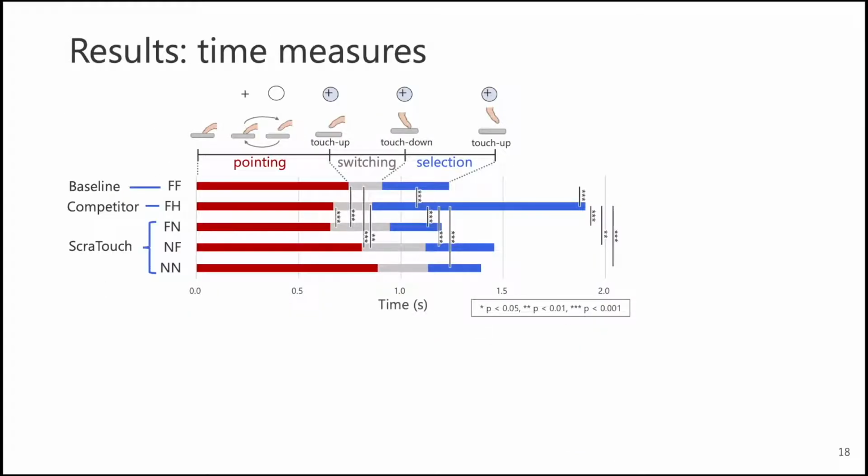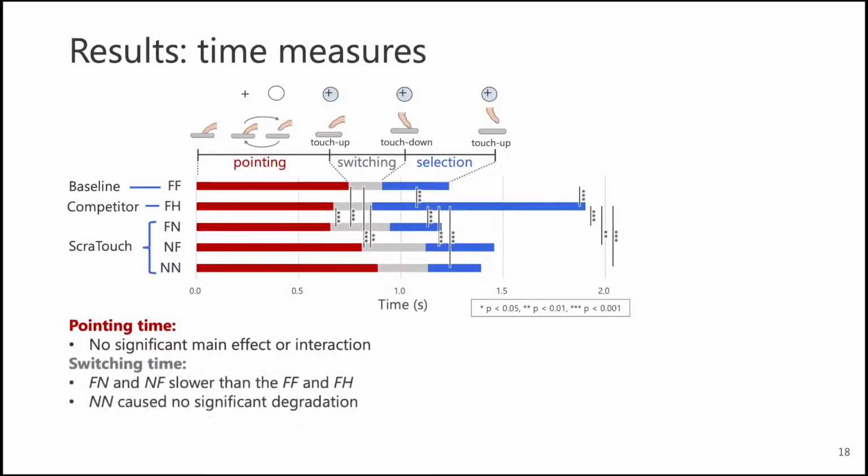We analyzed the temporal sub-movement of the tasks. The pointing times have no significant main effect or interaction. The switching times made finger to nail and nail to finger slower than the baseline, and finger to hold, nail to nail caused no significant degradation. We estimate the reason for the longer switching times owes to bending or stretching a finger to change the pitch angle to establish contact with the touch surface in finger to nail or nail to finger.